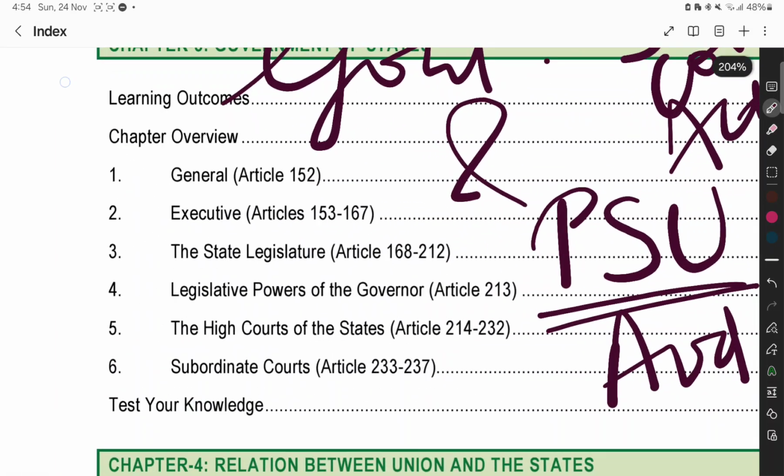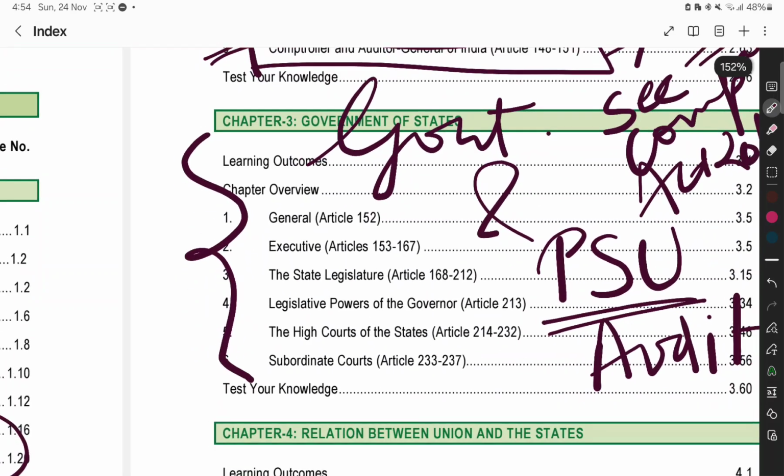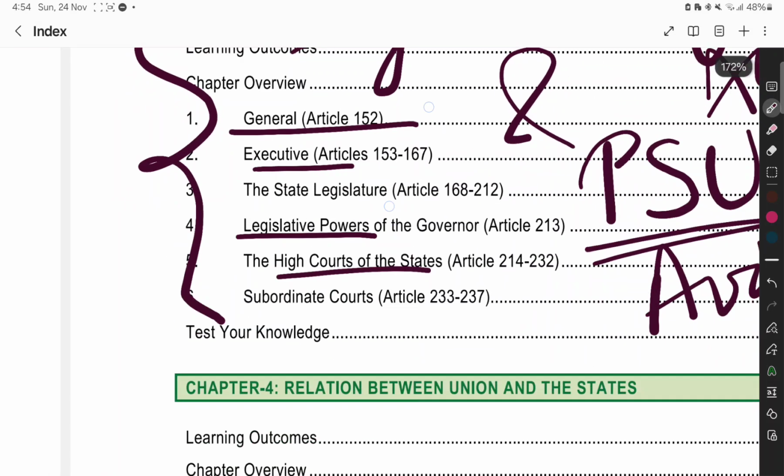Okay, then we will discuss on the same basis, the basis on which the union government has been formed and its functions have been divided into three parts: executive, legislative, and judiciary. In the same way the state functions. The state also has three functions separated, that is executive, legislative, and the high courts and judiciary functions.